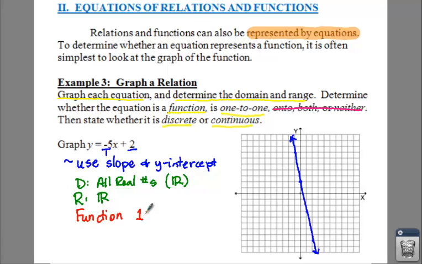So it passes the vertical line test, which means it's a function. It is also 1 to 1 because all of your x values and your y values pair up with each other. And since it's a smooth line, this would be a continuous function.